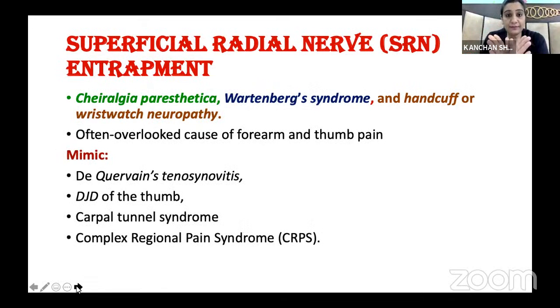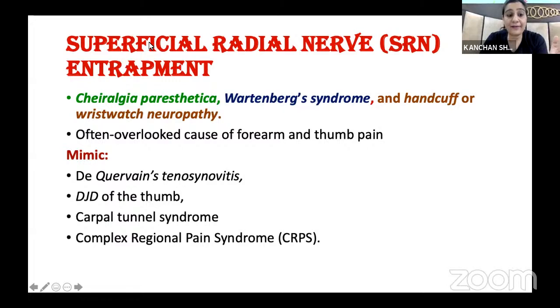So radial tunnel syndrome is different. Do not intermingle radial tunnel syndrome and posterior interosseous syndrome together. With deep nerve entrapment, you can have a presentation like radial tunnel syndrome, or you can have a presentation of PIN syndrome. Since the causes for both remain the same, some people believe that they are not two different entities, they are one. But if you clinically examine the patient, you will come to know that they are not the same entity, they are different ones. Okay, so that was about the deep branch.